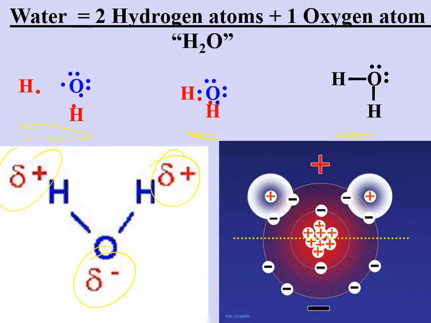And if you actually look at the true nature, this is a good picture. It just doesn't show the neutrons. Hydrogen doesn't have neutrons, but oxygen does. You can see the electrons here and here are being pulled slightly closer to the nucleus. Thus, the oxygen ends up being slightly negative. The hydrogen side ends up being slightly positive.